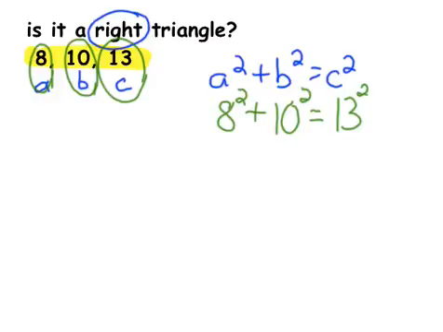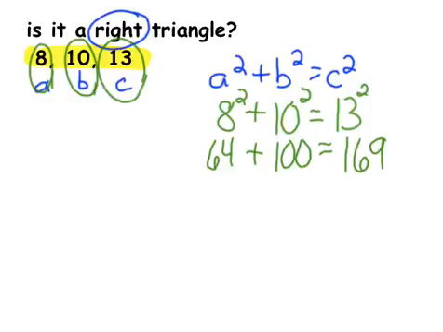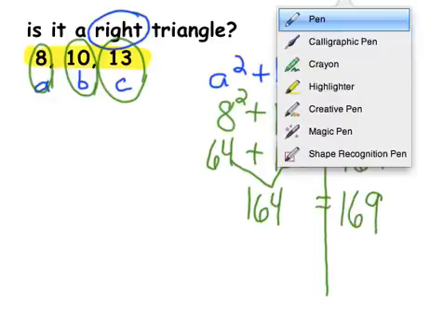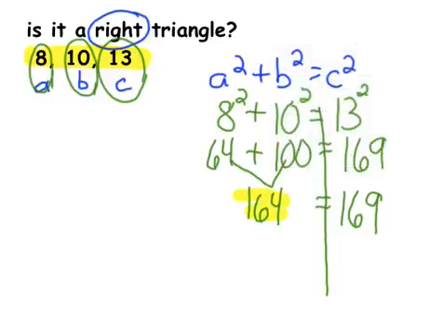And then I'm going to do my math. 8 squared is 64. 10 squared is 100. And 13 squared is 169. I don't have a variable, so I'm just going to do my math here. That's 164. I'm going to bring everything else down. Does 164 equal 169? No. I'm going to put a line through that, and I'm going to write no. They do not equal each other. So that's why I put a slash through and I wrote the word no.